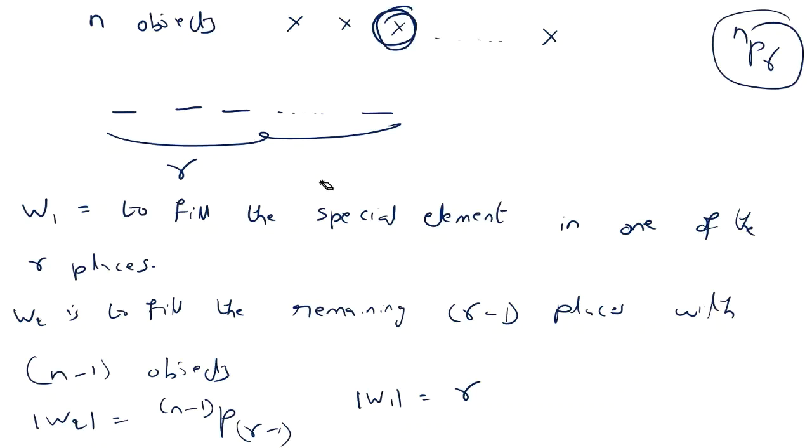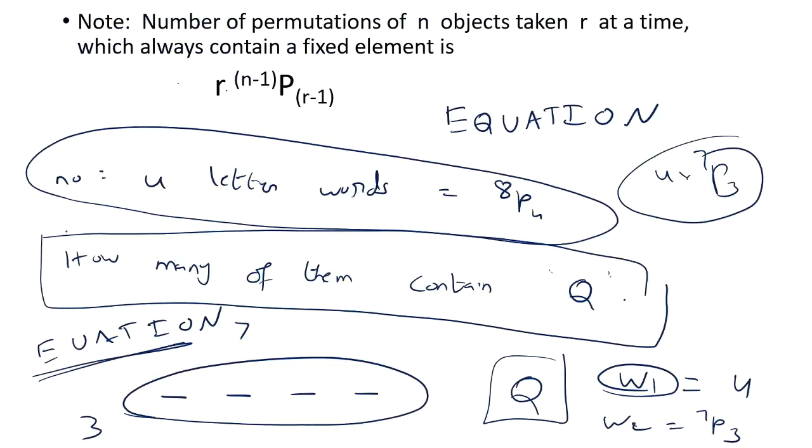Now the total number of ways of completing the task is equal to the number of ways of doing W1 times the number of ways of doing W2, which is equal to R times (n minus 1)P(R minus 1). So this is the precise proof of this statement. We have proved this result: the number of permutations of n objects taken r at a time which contain a particular element is R times (n minus 1)P(R minus 1). I can explain this result using some example.